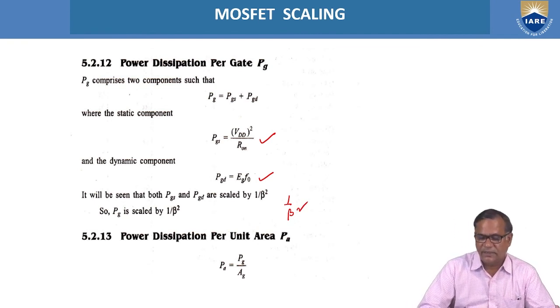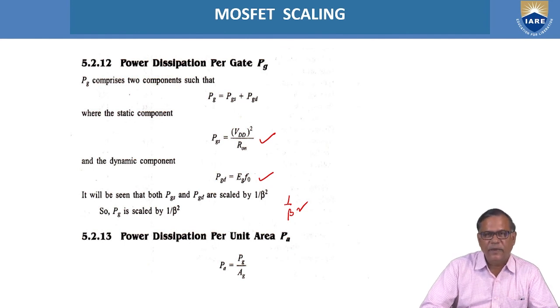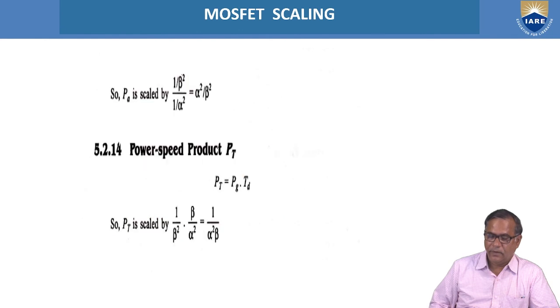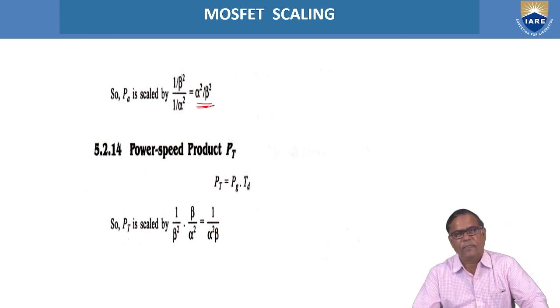Next is the power dissipation per unit area. PA is equal to PG by AG, and AG is the gate area. So we can say that the power dissipation per unit area is scaled by the factor 1 by beta square by 1 by alpha square. So it is scaled by the factor alpha square by beta square.